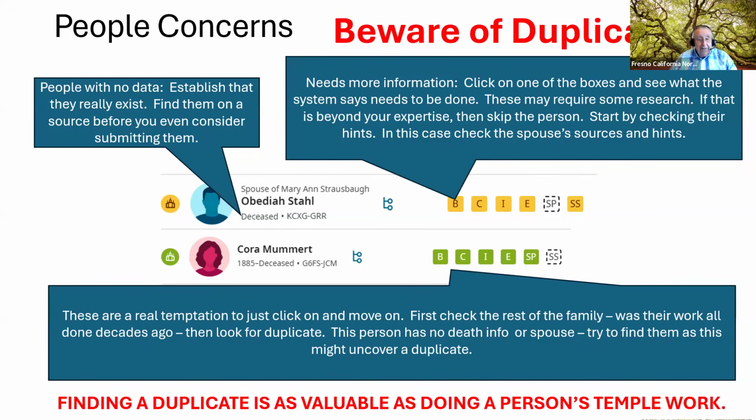And try to remember that finding duplicates is just as valuable as doing the person's temple work, especially if you find a duplicate and it already has the work done. You're saving time in the temple, where people are going to be duplicating work and not doing work for people that haven't been done yet. And so this is really an important thing to do. And it's not really a negative. You're doing something almost as important as getting the temple work done for somebody. Almost, not quite as much, but almost.